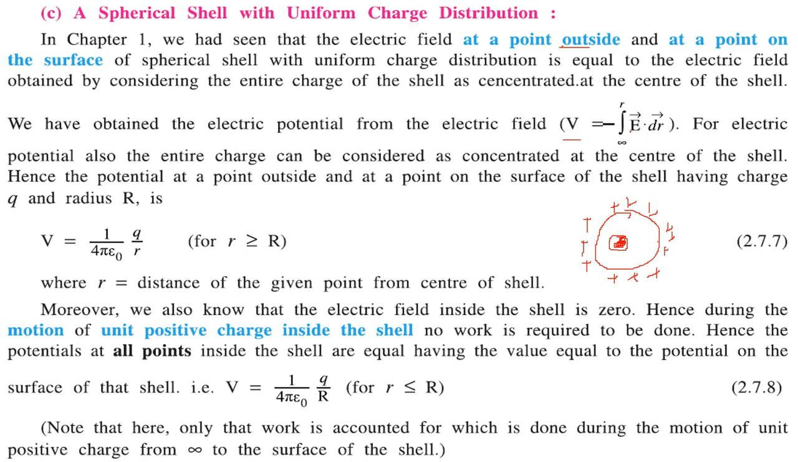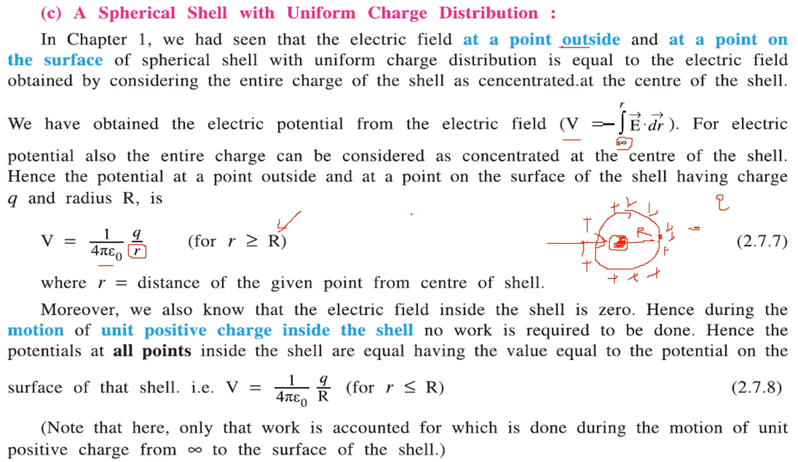We know that V is equal to minus the integration from infinity to R of E dot dr. And for electric potential also, this entire charge we can consider to be concentrated at the center of the shell. So the potential of a point which is outside, say here, and at a point on the surface, say here, of a shell having charge Q and radius R, is given by V equal to 1 by 4 pi epsilon naught Q by R, and this R is different.